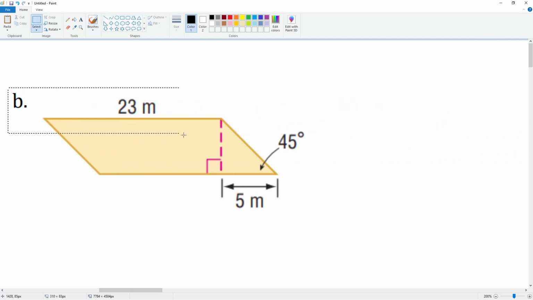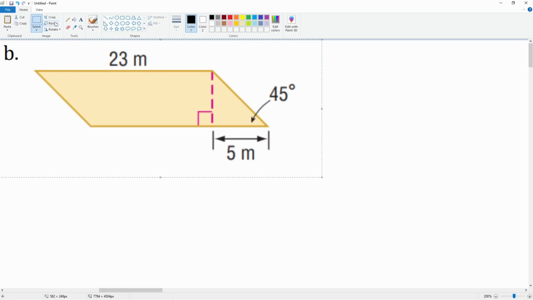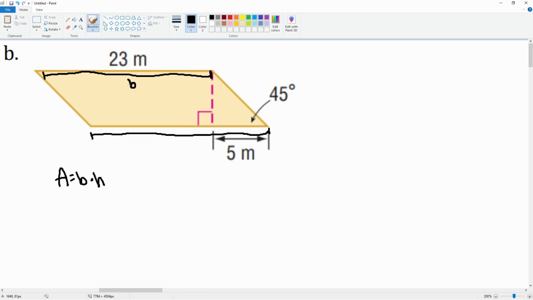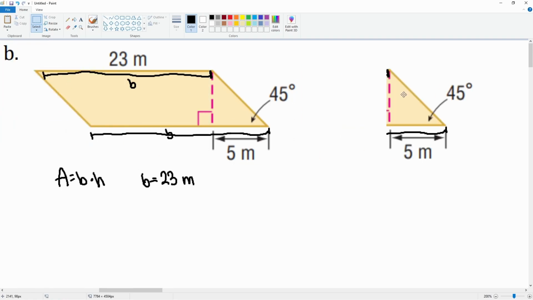So for B here, again, we have to remember our formula for the area. Our area here is equal to the base times the height for any parallelogram. And I know that the base is this entire thing, which is also this entire thing here. That is the base. So we have base is equal to 23 meters. Now I want to see the height. The height is right here, but I don't know the height. However, I can grab this object here to get me the height.